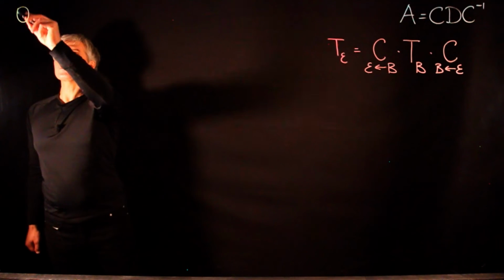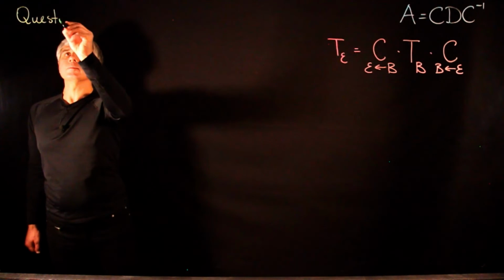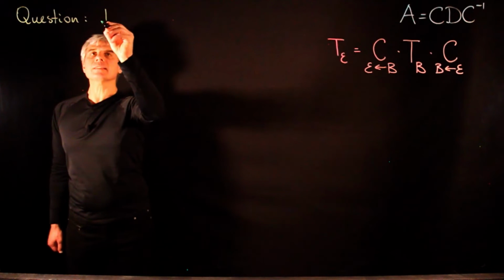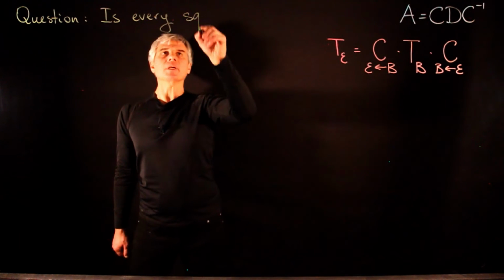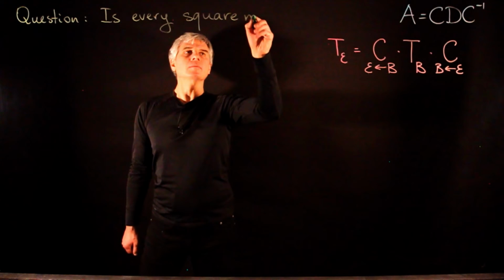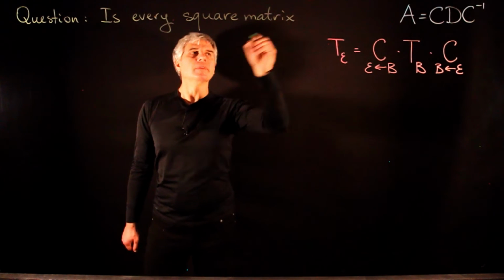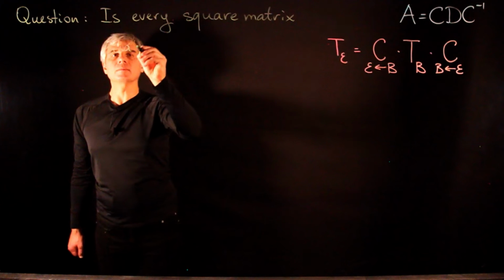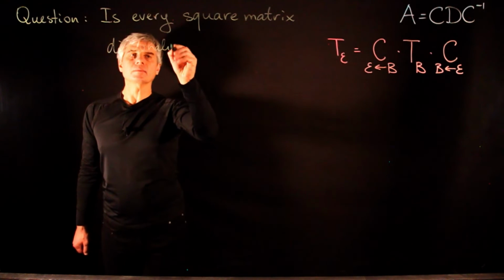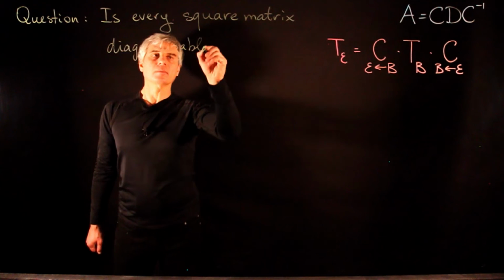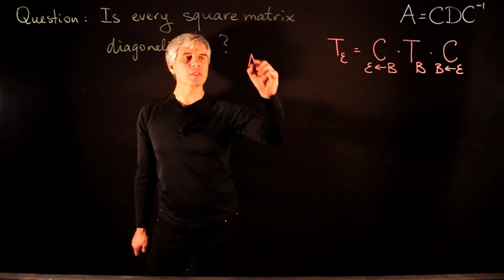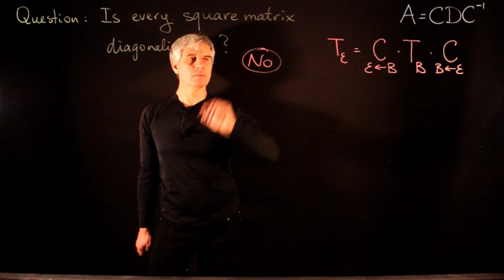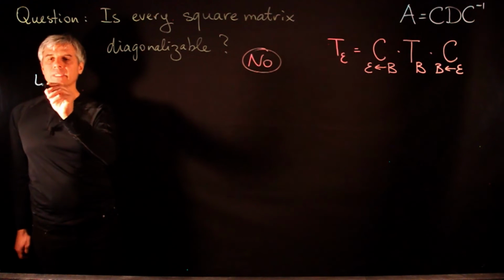Let us ask ourselves the following question. Is every square matrix diagonalizable? So it turns out that the answer to this question is negative. Let us consider a couple of examples.